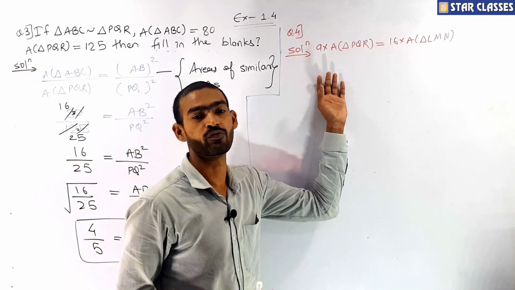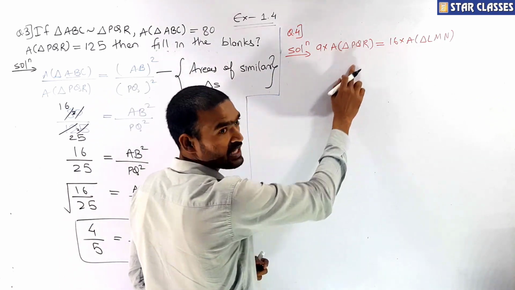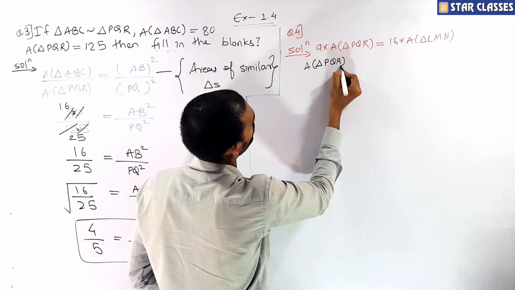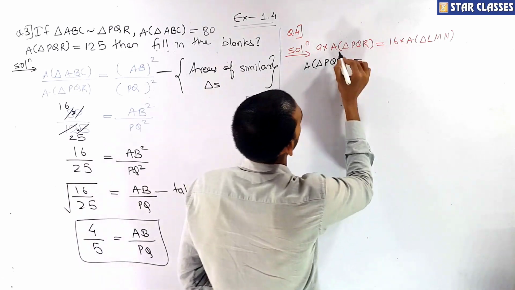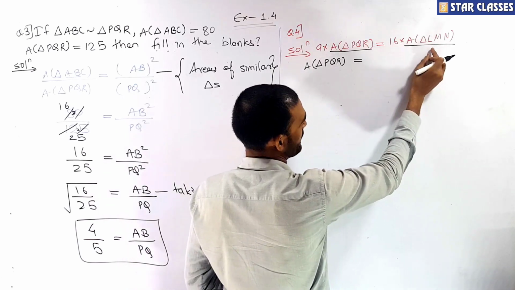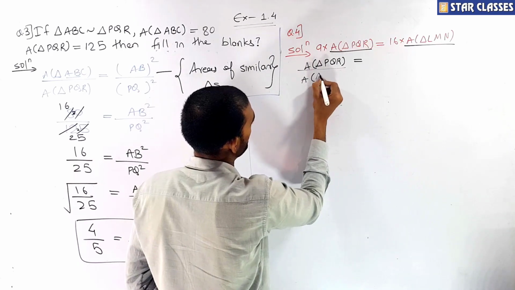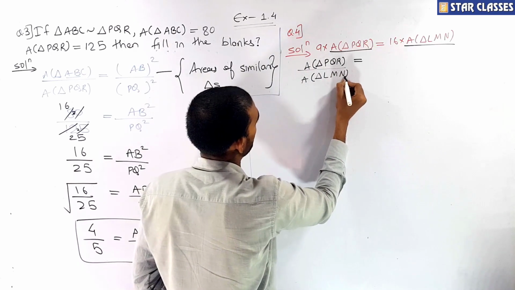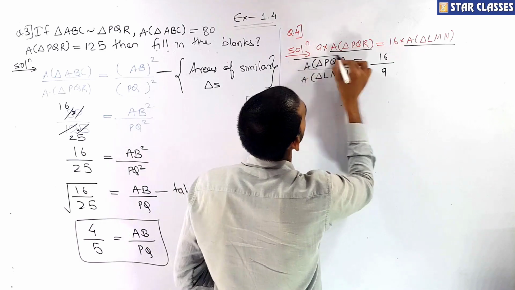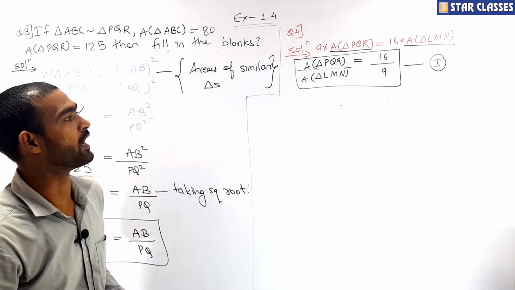Yes, students. Now we'll solve question number 4 of your exercise. So the given is 9 into area of triangle PQR. So what will we do? Area of triangle PQR, right, is equal to, we will take the triangles together. So this area of triangle LMN is multiplying, we'll take this side, so it will become the denominator. Now area of triangle LMN, right, is equal to 16 upon 9. This will be my equation number 1. Clear, everyone?